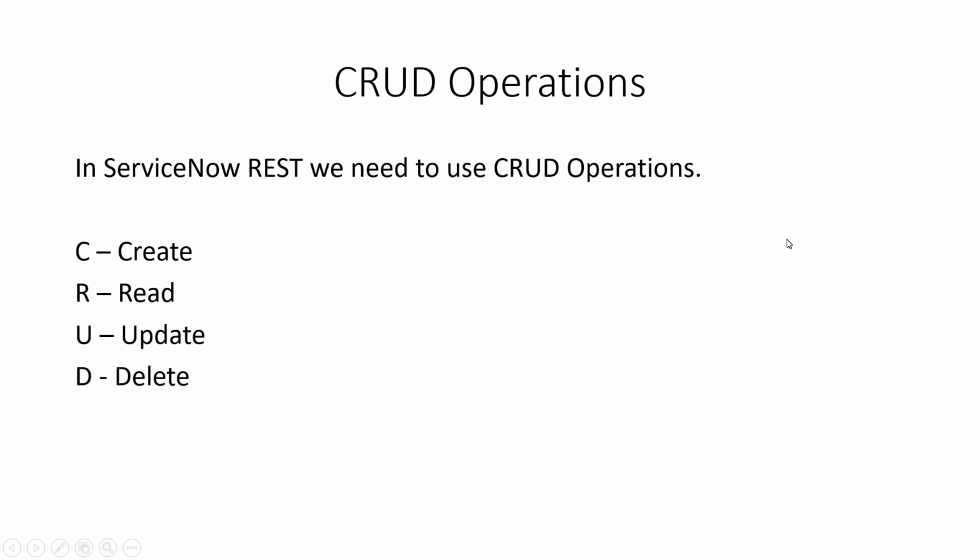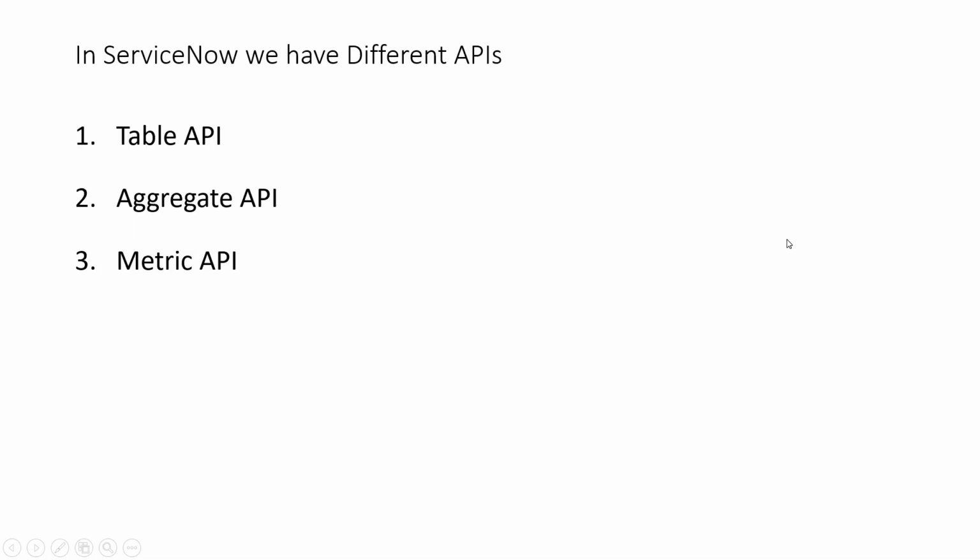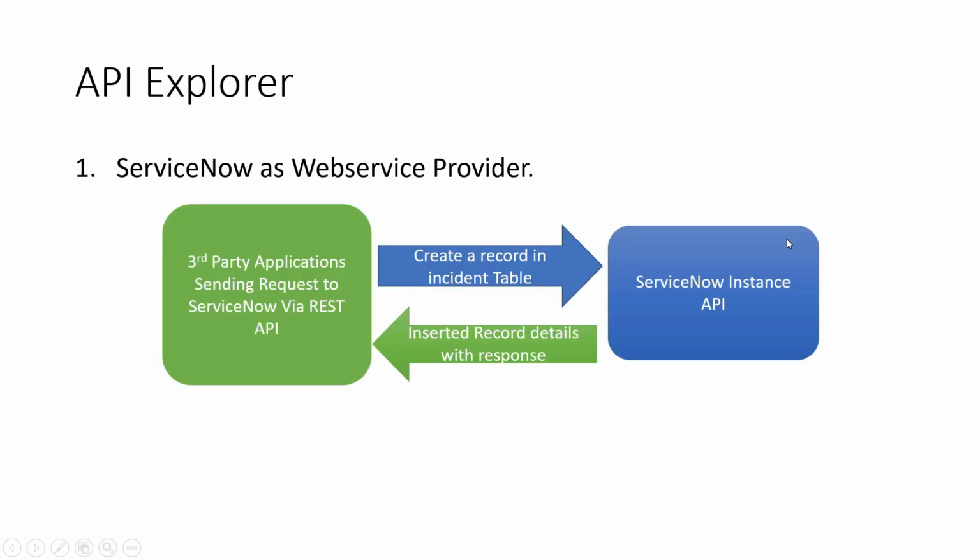Okay, so that's the reason. And we have different types of APIs. So what is an API? We have three major APIs. One is the table API, the next one is the aggregate API, and the next one is the metric API. So what is meant by table API? Table level. For example, if you use the incident table, change table, problem table, whatever tables it may be, all will come under this table API. Okay, we can see that table API.